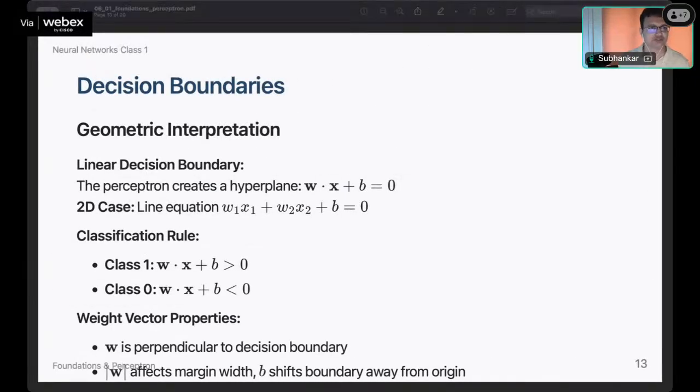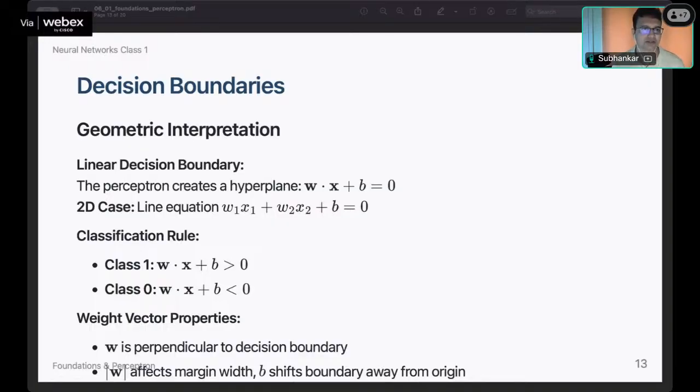Okay. So now the geometric interpretation. The perceptron will basically create a hyperplane wx plus b. That will be a line in 2D. In 3D, it's a plane. In higher dimensions, a hyperplane. Now the hyperplane behaves like the SVM we have learned: the top one becomes +1, below becomes 0.